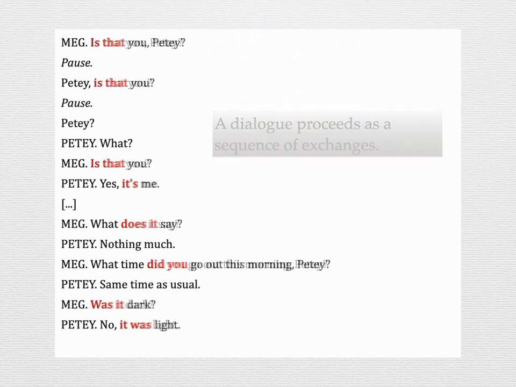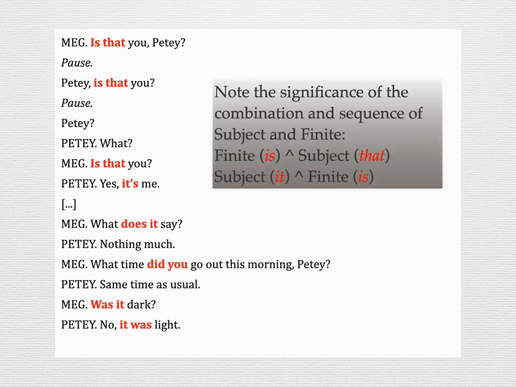Now, let's look at the structures here. Meg says, "Is that?" And then she needs to repeat, "Is that?" And then again, "Is that?" So what we have here is finite followed by subject. And when Petey finally responds, identifying himself, "Yes, it's me," subject, finite. So in other words, note the significance of the combination and sequence of subject and finite in English. So the contrast between "is that" and "it is."